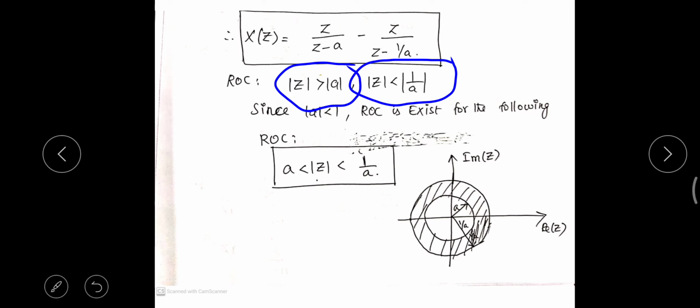Since my signal has a concentric ring between 0.5 and 2, obviously it will include the unit circle. So the system is a stable system. Coming to causality, obviously it's a double-sided signal, hence this cannot be a causal system. It's non-causal.